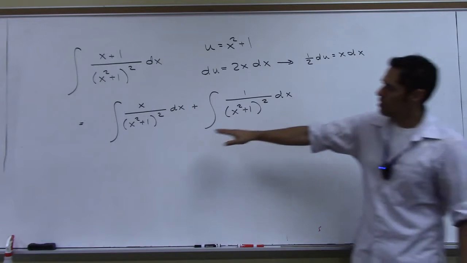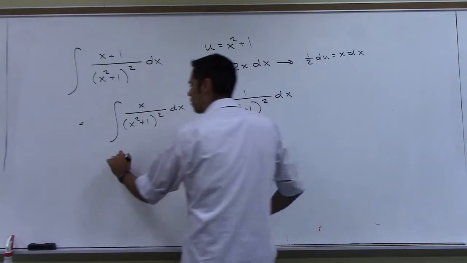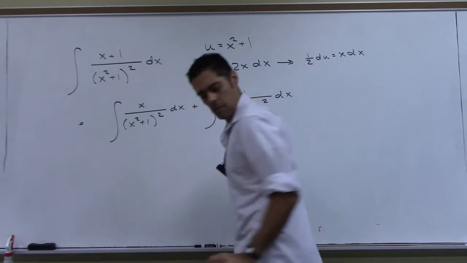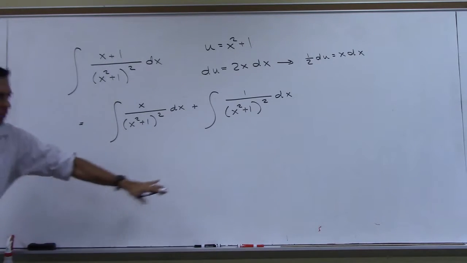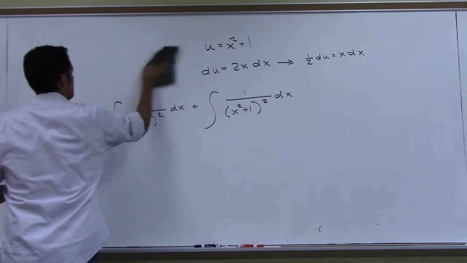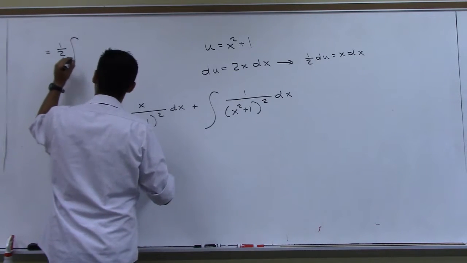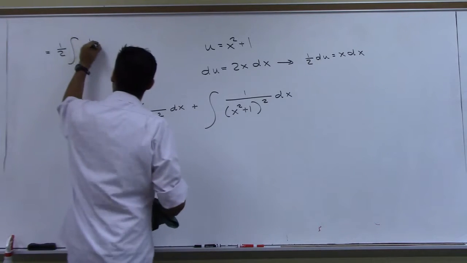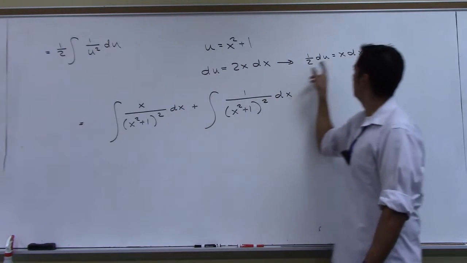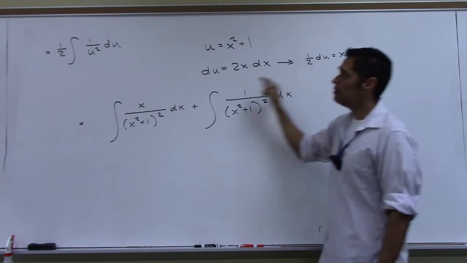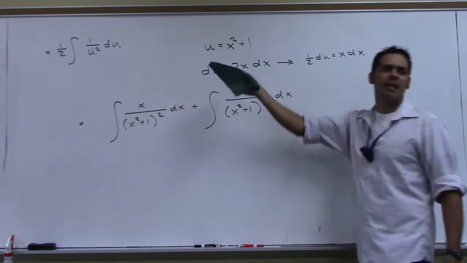So how would this first integral be rewritten? What would this first integral be? 1 over 2 on the outside. I'm going to keep going up here because people can't really see down here very well. So this one becomes, you said, 1/2 integral 1 over u squared du. Right, because x dx is 1/2 du. So there's your 1/2 du, and then I had 1 over u squared. And we can handle that, right?